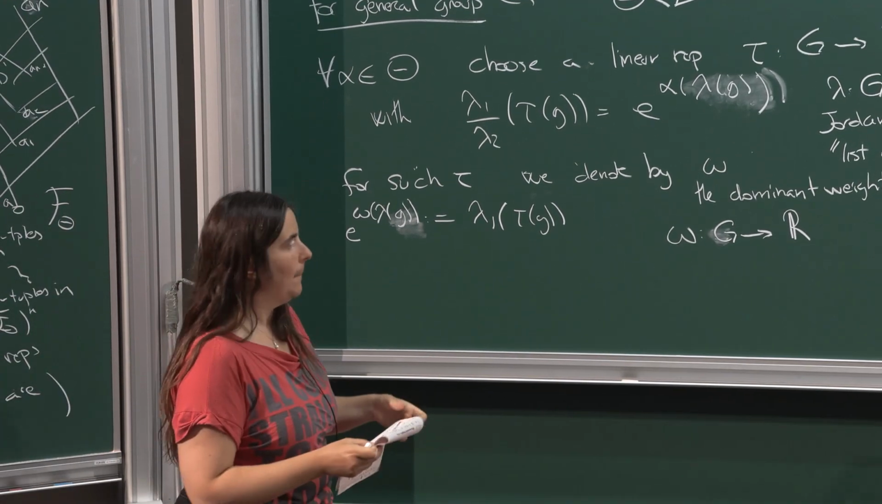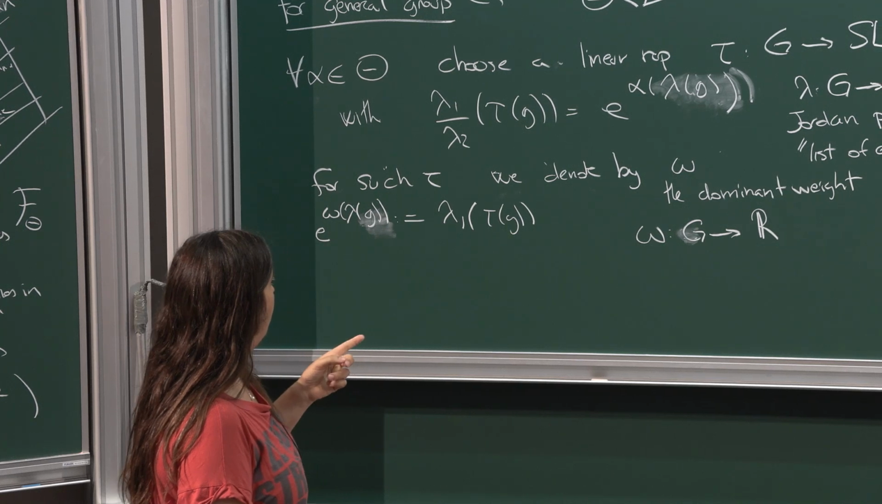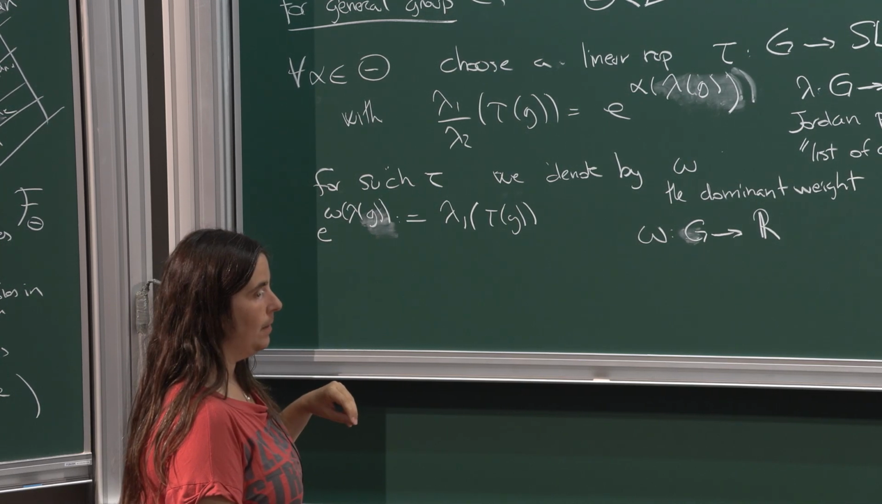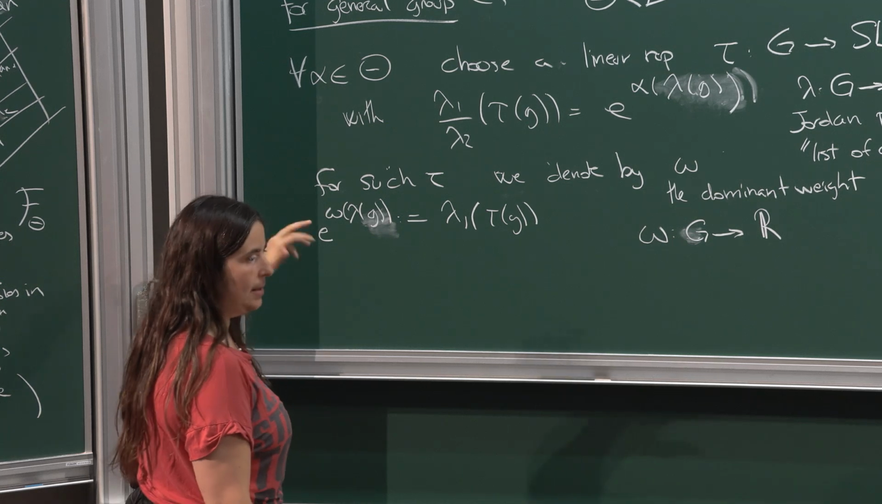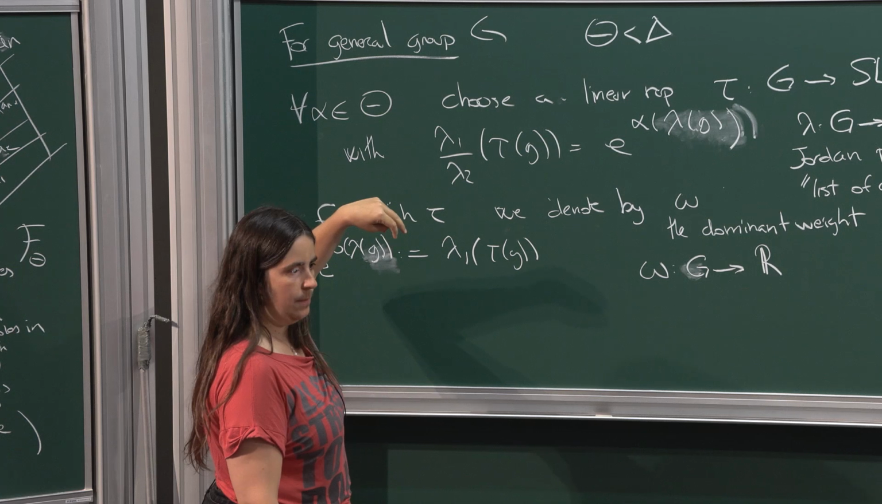I have a very nice question. Let's say for every root alpha, choose a linear representation. Is it clear that it exists? No, it's a fact that it exists. It's not uniquely determined by this, and you can choose a minimal one that has this property.